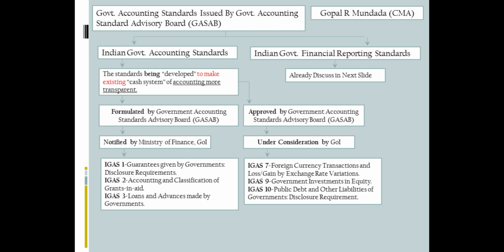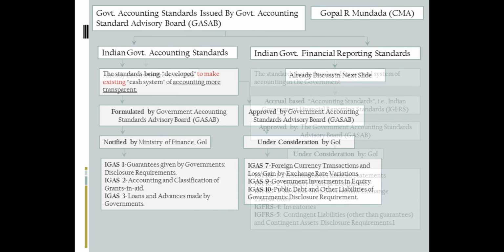But there are another 3 accounting standards that are approved by the Government Accounting Standards Advisory Board, but are under consideration by the Government of India. Those accounting standards will be read one by one. Accounting Standard 7 is government foreign currency transactions and loss, and next is government investment in equity, and next is public debt and other liabilities of the government, disclosure requirements. So guys, these are the 3 government accounting standards.